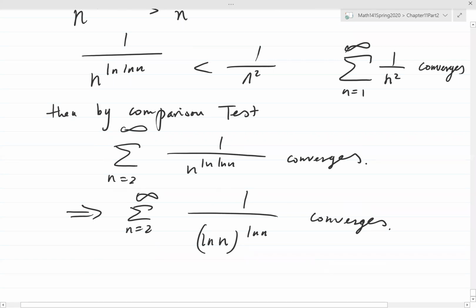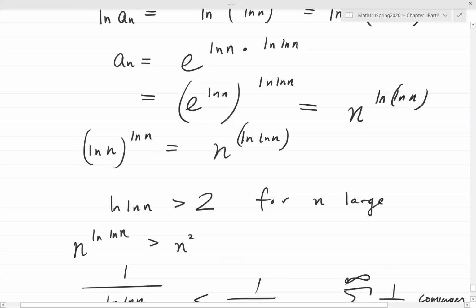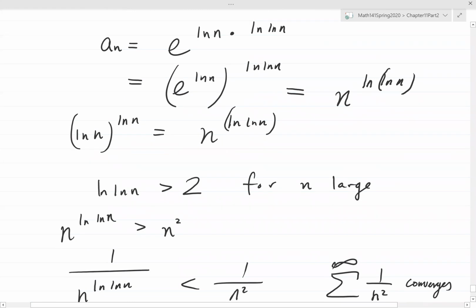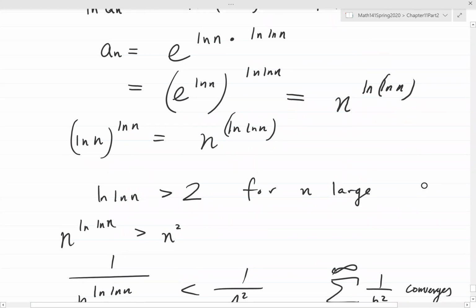So this problem is a little tricky. Here we need to do some algebraic operation, try to manipulate a little bit with the denominator.